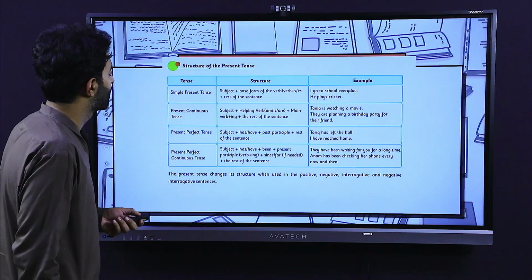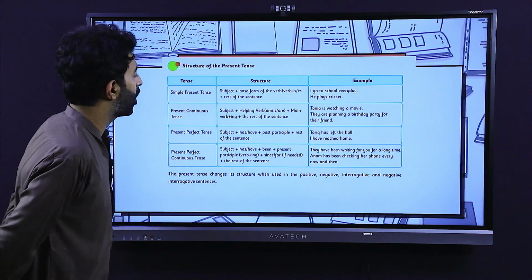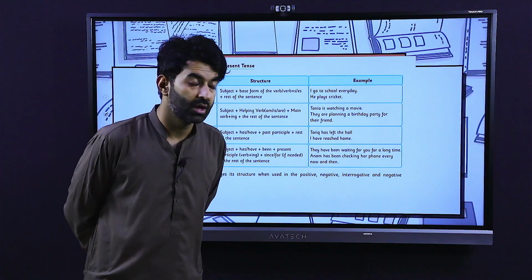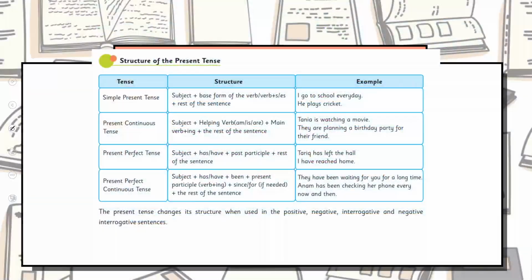Okay, now let's look at the structure of the present tense. This is a table which will tell you very efficiently about how everything goes. You can take a screenshot or just note it down in your notebook and save it or memorize it by heart so that you don't have any trouble when you're dealing with tenses. So first we are dealing with the present tense. Here the tense is simple present tense.